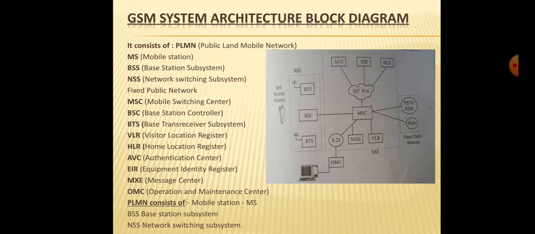The next one is what? Gateway MSC. When a PLMN contains more than one MSC, then one of the MSCs is designated as a gateway MSC to interconnect with the other network such as PSTN and ISDN. To connect with the other network, this gateway MSC is used.